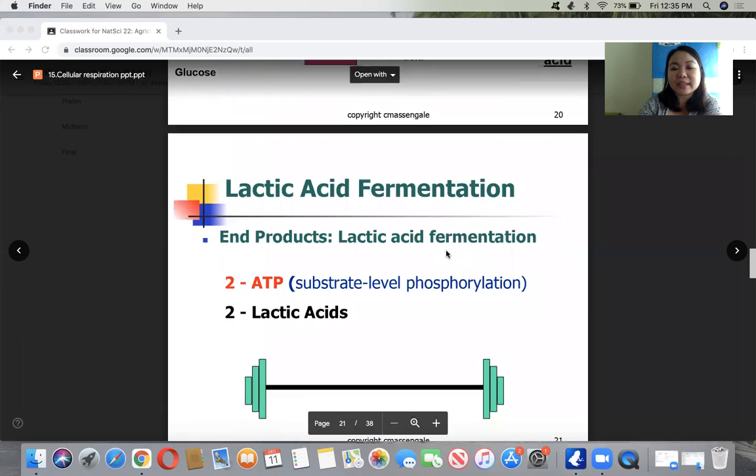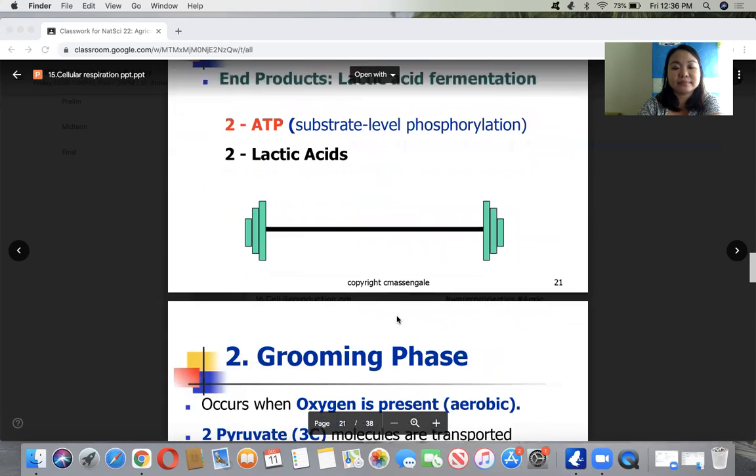So the end product again is lactic acid, and this is also what happens in milk fermentation, wherein we have yogurts. So this is under lactic acid fermentation: 2 ATP and 2 lactic acids.